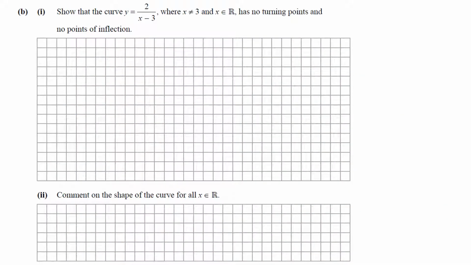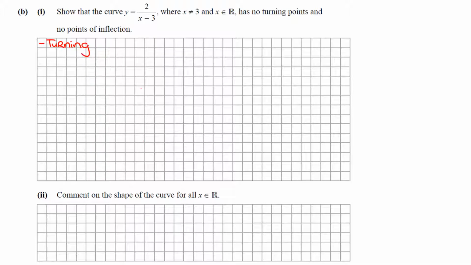So the next one is show that the curve 2 over x minus 3 has no turning points and no points of inflection. So there's two parts to this question. So let's work with the first part. The first part here is asking me about turning points.